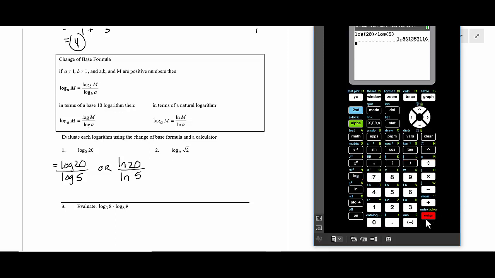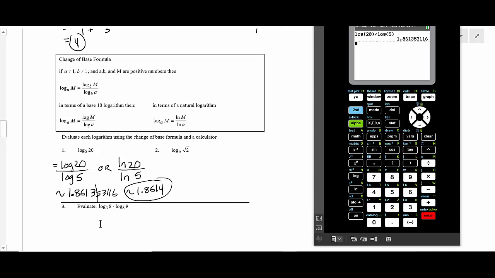And then you'll get a bunch of decimals on this. So you'll end up getting, for this, I will just round this, 1.861353116. You could round that up to whatever you wanted to. So if I said round to like 4 decimals, that would be 1.8614 like that. So that's how you do that. Change of base formula is real simple to do. It allows you to do a log of any base.